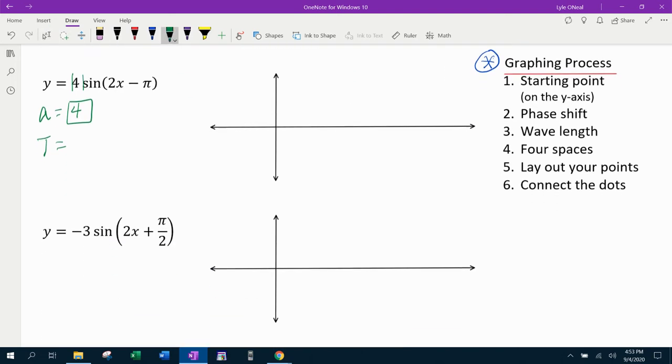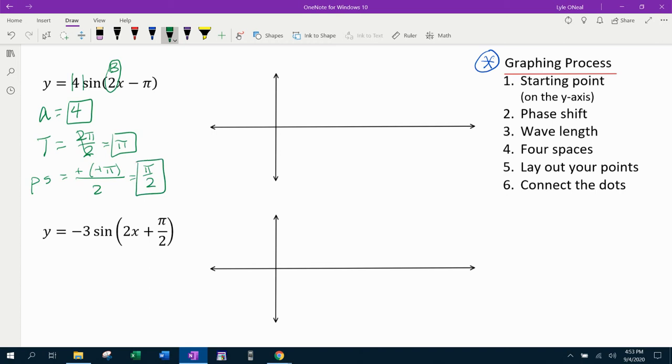So the period is going to be 2 pi over b, and b in this problem is 2. And so that's going to give us a period of pi. And our phase shift is going to be negative c over b. And a negative make a positive, so that's going to be a positive pi over 2.